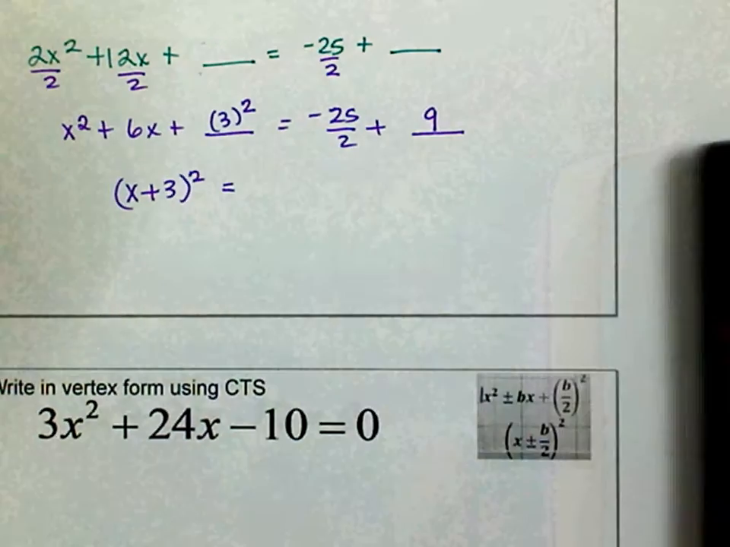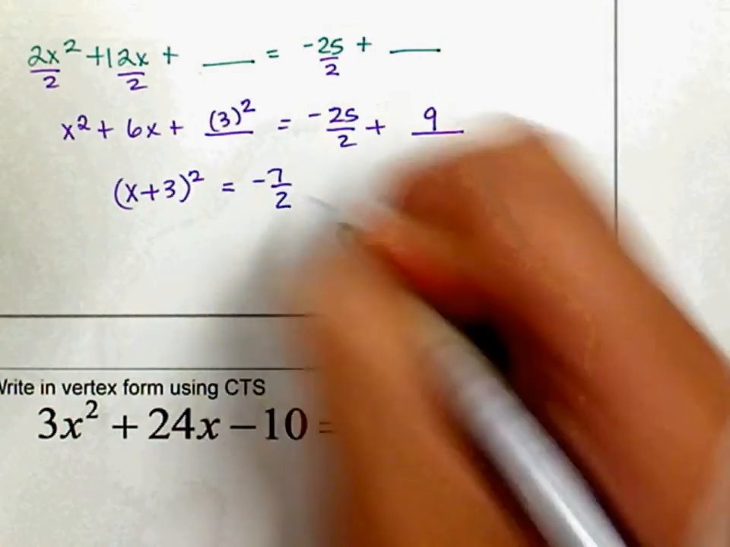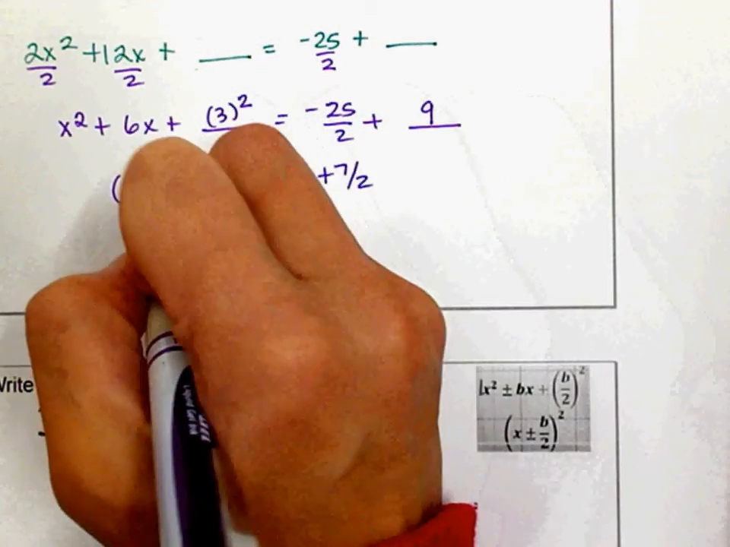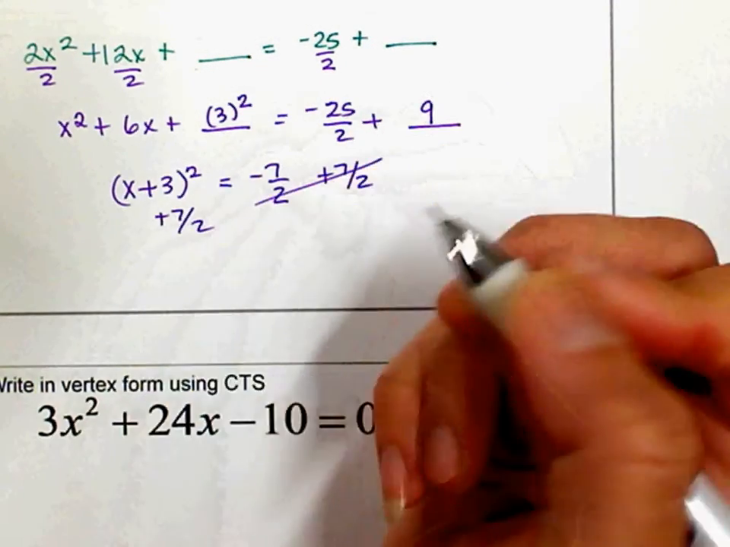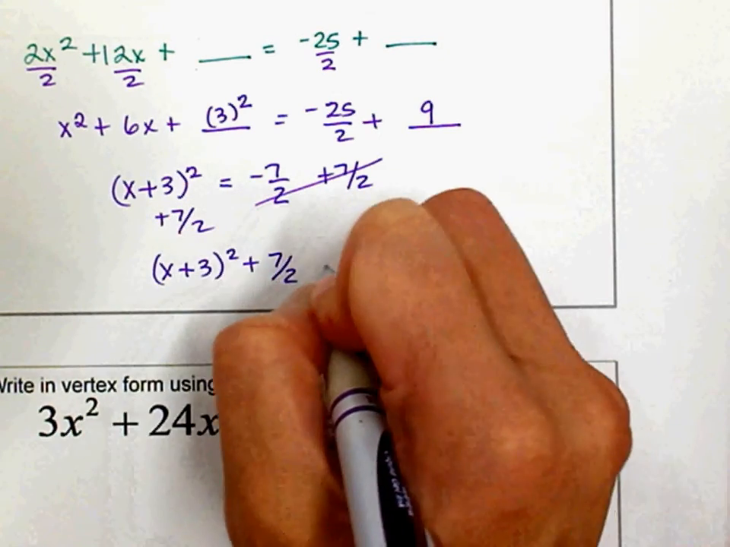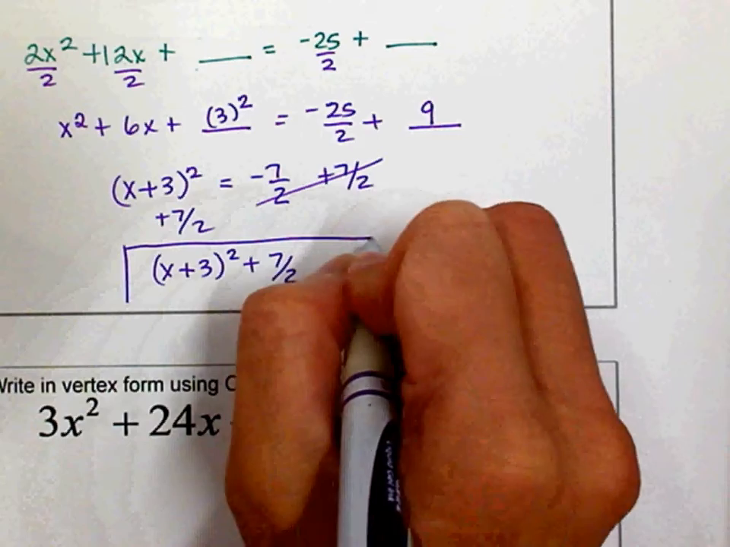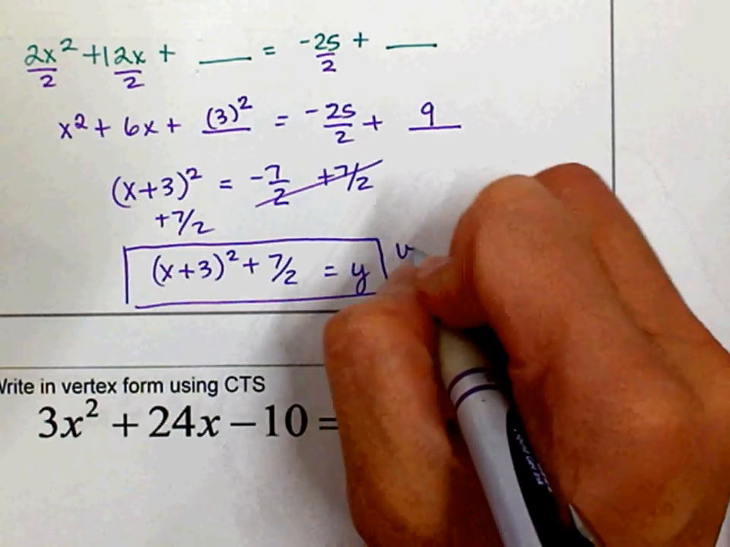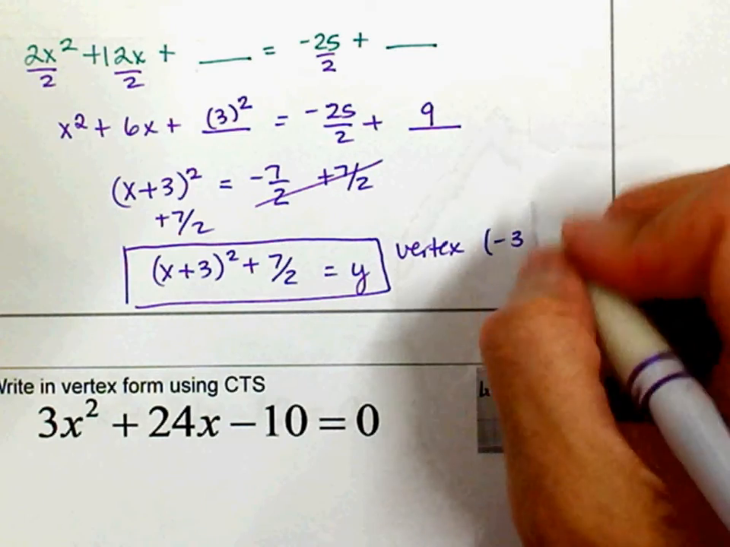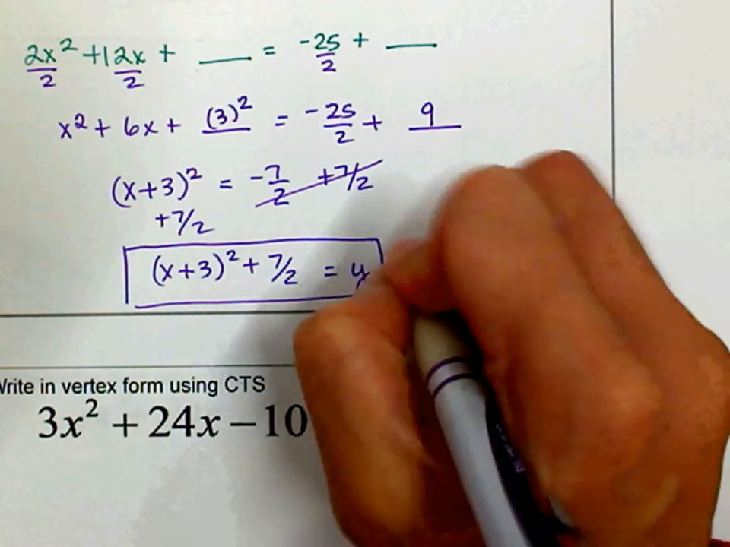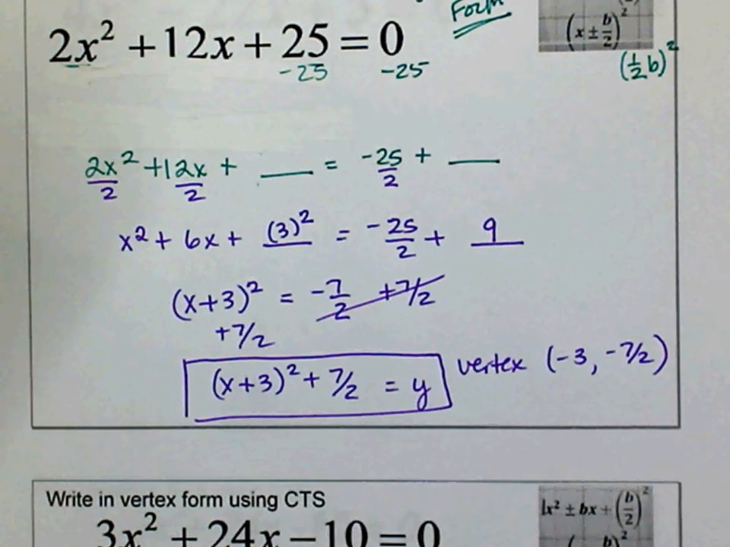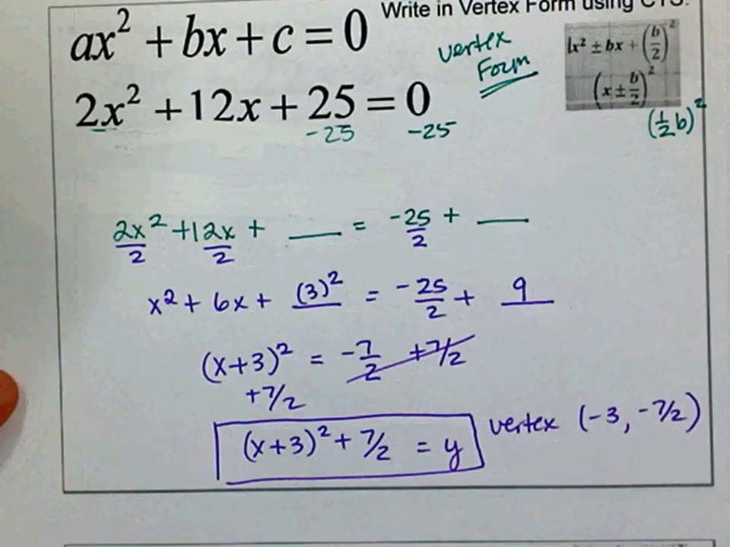So far so good. Add 7 over 2. So that cancels out. So now you have x plus 3 squared plus 7 over 2 is equal to y. And there you have your vertex form with a vertex of -3, -7 over 2. Okay? But I'll show you one where you can go ahead and solve, just so you guys know it as well. I mean, it's not bad depending on your number. Okay? All right.